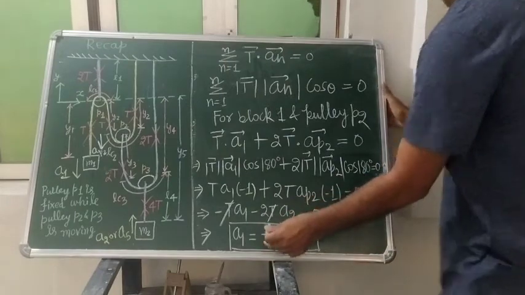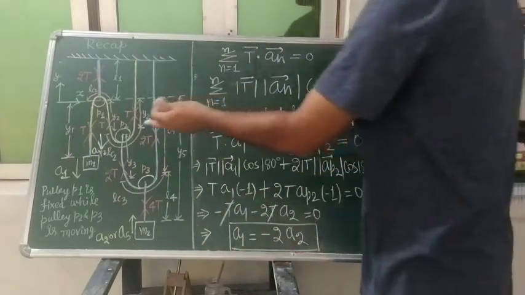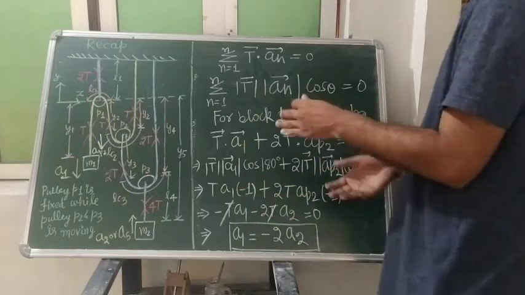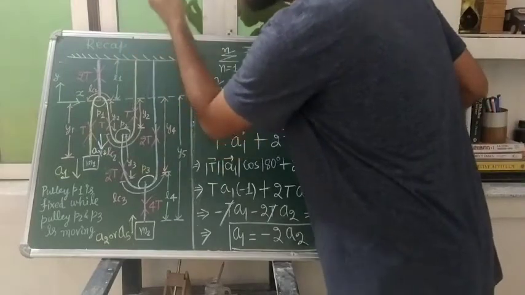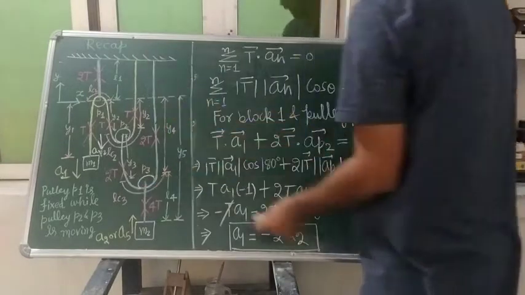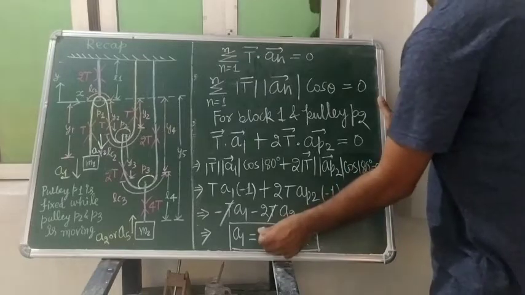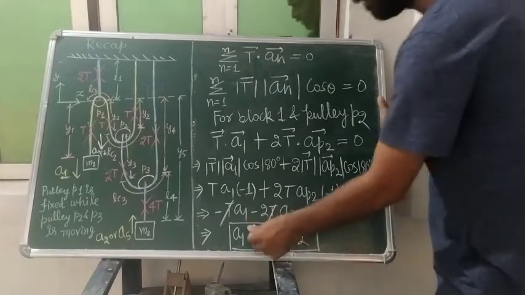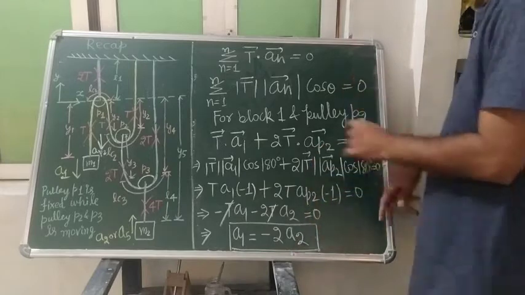So the negative sign says that whatever acceleration comes will be in the opposite direction, and here we have assumed both on the same side, which is why the negative sign is coming. When you assume upside, the negative will not come, which tells you that your assumption is correct. Here the negative sign tells you that your assumption is incorrect. Change your direction: A1 will be in the opposite direction of A2, or A2 will be in the opposite direction of A1.